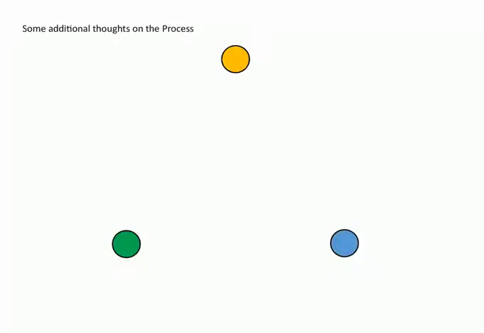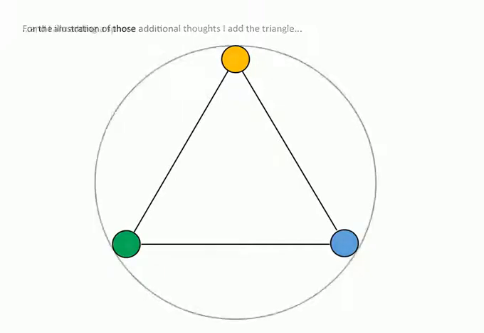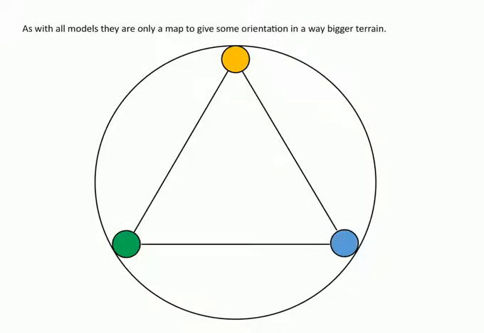In the following slides we will discuss some additional thoughts on the big mind process, especially on the spinning of the Dharma wheel. For the illustration of those additional thoughts I add the triangle. And I am adding a sphere. As with all models, they are only a map, to give some orientation in a way bigger terrain.